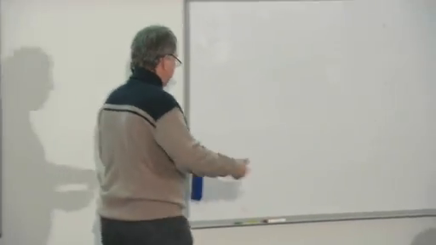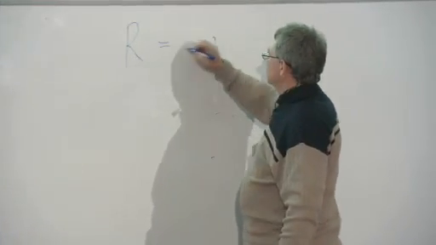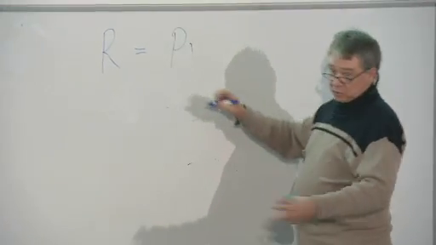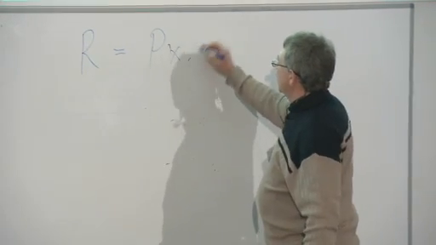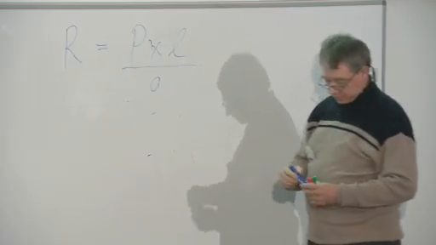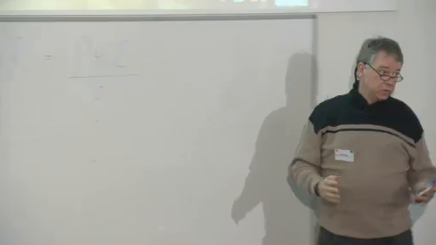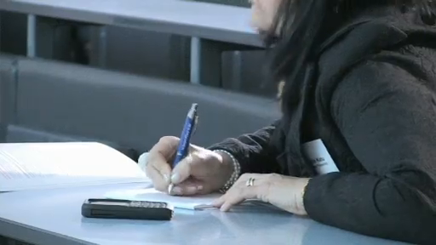We use a lot of formula, for example R equals P, which is rho, multiplied by length, divided by area. Now, to transpose, you've got to balance a lot out. And for the average student, it's far too complicated.